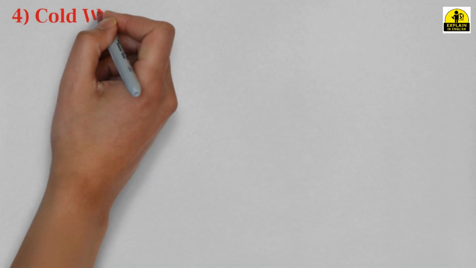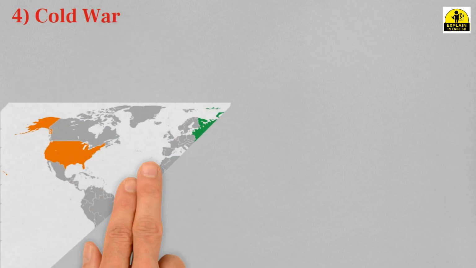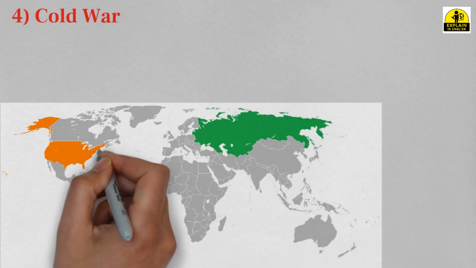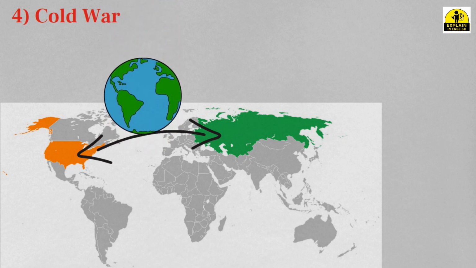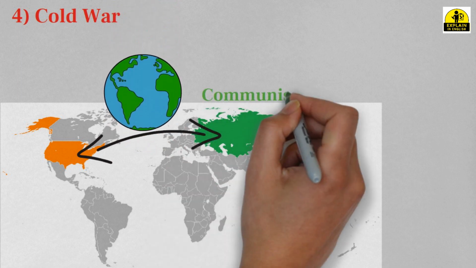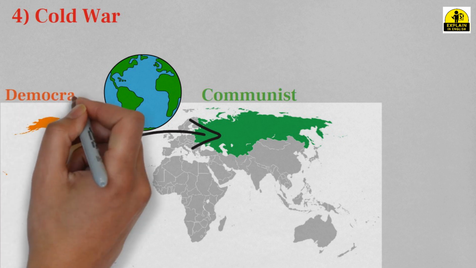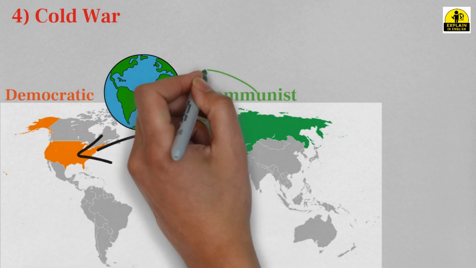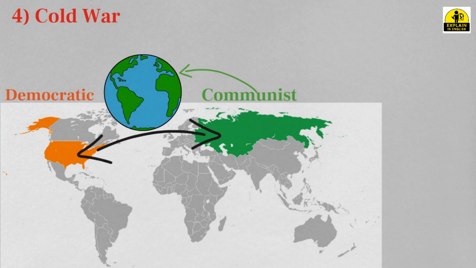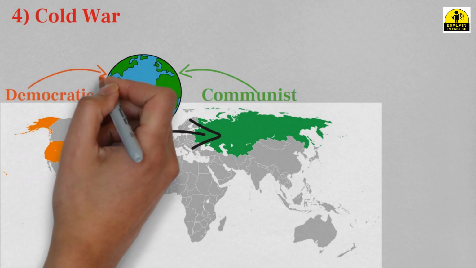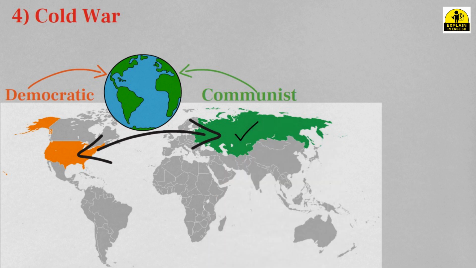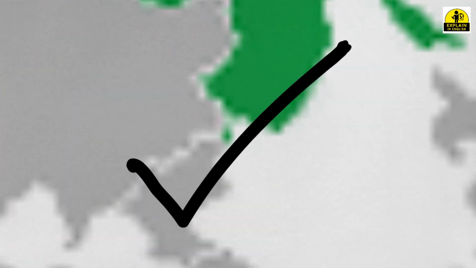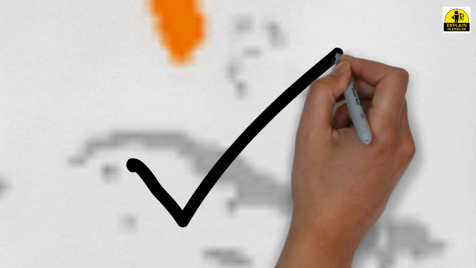The fourth reason on our list is the Cold War between the two countries. Both of them were aspiring to become superpowers in the world. The USSR was a communist country, and America was a democratic country. The USSR wanted to spread communism throughout the world, and America wanted to spread democracy. That's why the USSR was helping communist countries of that time, like North Korea, China, Cuba, and Vietnam.